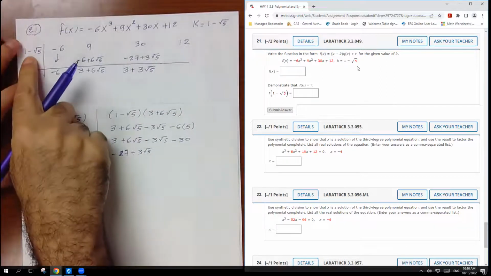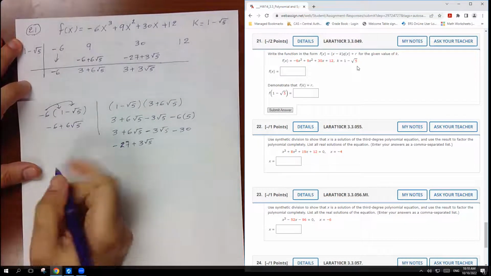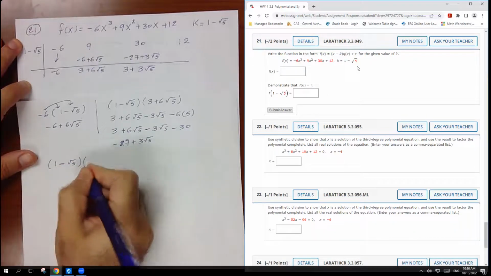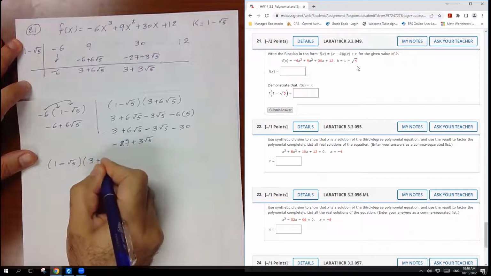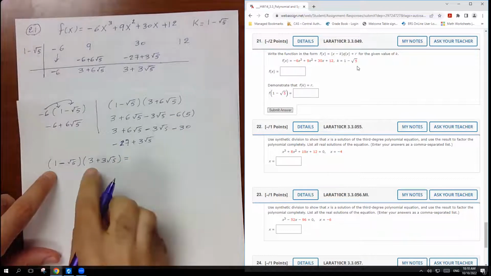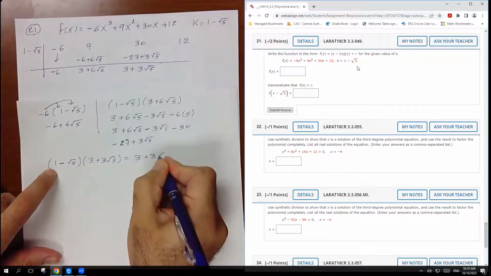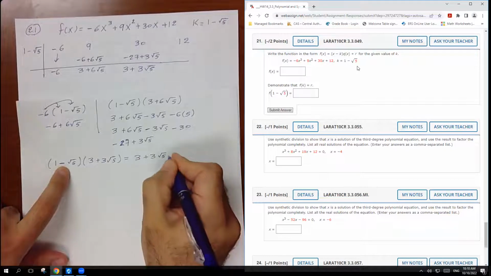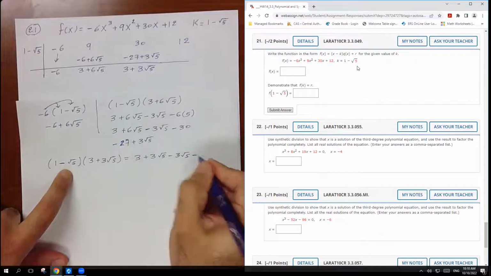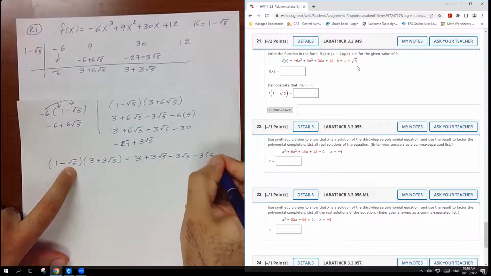Then we're going to multiply this one times this one. Let's do the steps here. So 1 minus square root of 5 times 3 plus 3 square root of 5. This one is going to be equal: 1 times 3 is going to be 3. 1 times 3 square root of 5 minus 3 square root of 5, and minus 1 times 3 is going to be 3. Square root of 5 times square root of 5 is going to be 5.